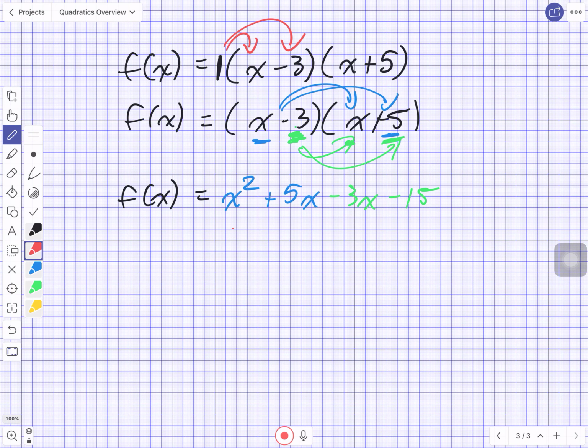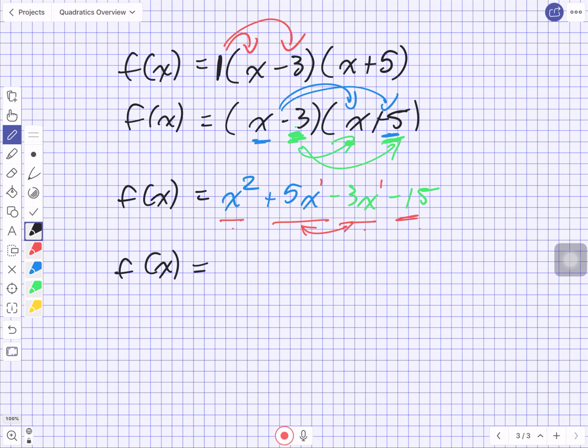The simplifying part is we have to find, looking at these 4 terms, any terms that go together. So we look for variables with the same exponent. So x squared is the only one. Both of these variables are technically to the power of 1, so they'll go together. And this is a constant, and it's the only constant. So those two are going to stay the same.